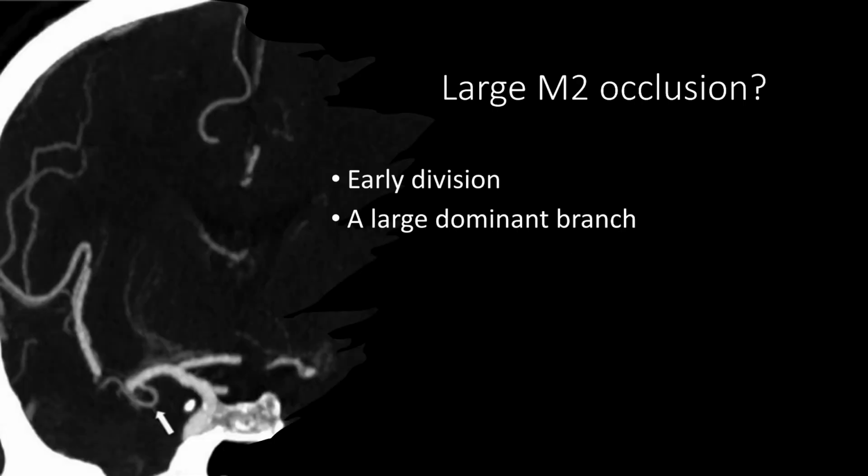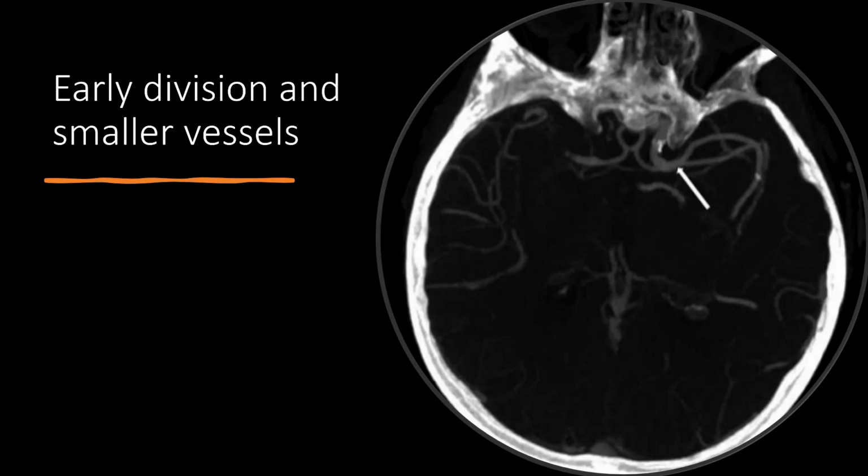So the topic proper is to identify how large M2 occlusion occurs. It mainly happens when there is an early division of M1 in which one of the branches is very large. A large dominant branch having an occlusion will technically be equivalent to a large vessel occlusion in M1. This will be the normal scenario, where we have an early division of M1 into two smaller vessels. Sometimes these vessels have the same caliber and both are of medium size, and mechanical thrombectomy may not be possible in these vessels.